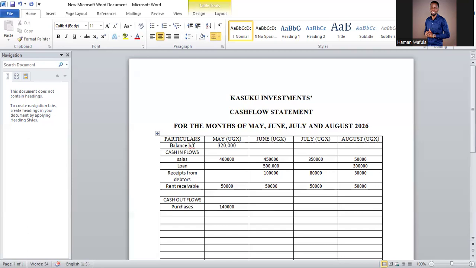Then for the second month, that is 160,000. The third month is 150,000. Fourth month is 1,000 units, that's 200,000.